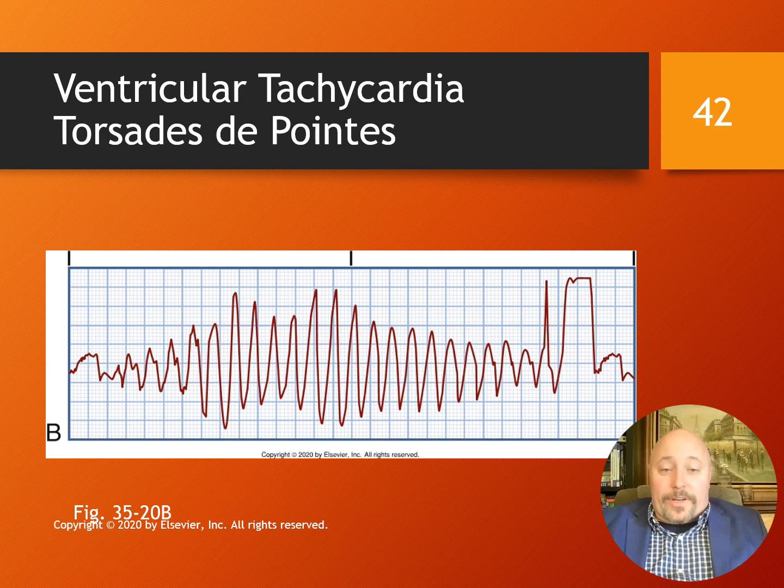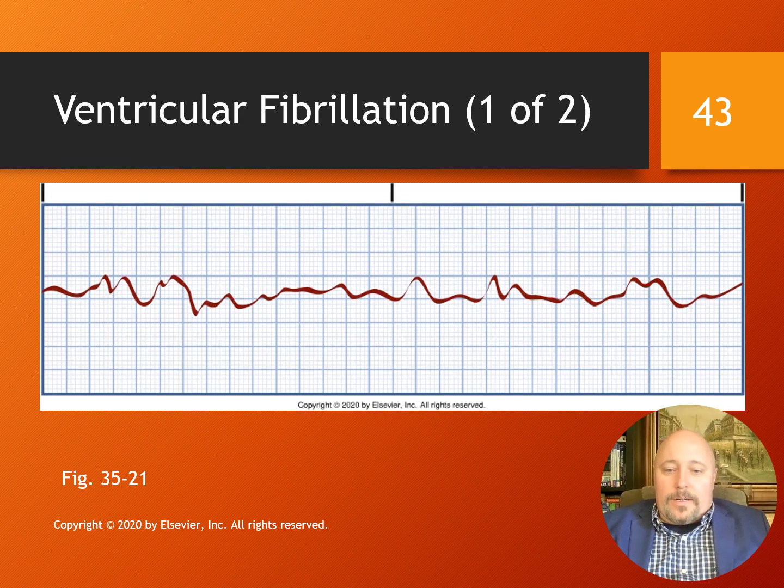Here we have a ventricular tachycardia form known as Torsades de Pointes, and you'll notice how it gets larger and then narrower, larger and then narrower. And finally, VFib, ventricular fibrillation. This is our shockable rhythm, this and pulseless VTach.